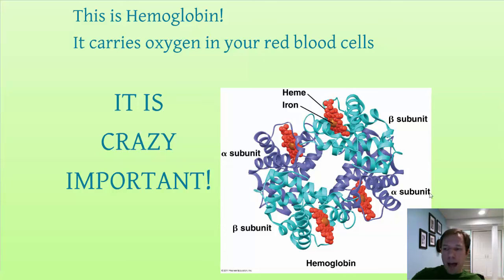There are 2 alpha subunits represented in dark blue, and then you have 2 beta subunits represented in green. Each of those holds one heme molecule, which has an iron ion embedded in it. It's that heme group that's going to attract oxygen. So hemoglobin is a transport protein that's going to attract oxygen and carry that in your red blood cells. So this is going to be a quaternary structure made up of 4 polypeptide chains combined together.